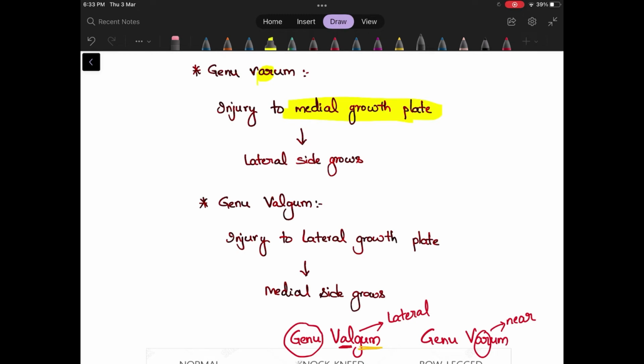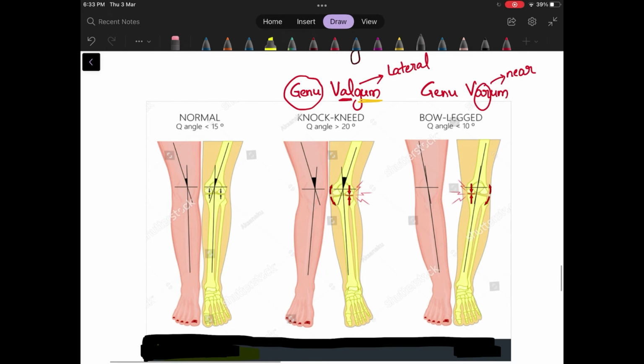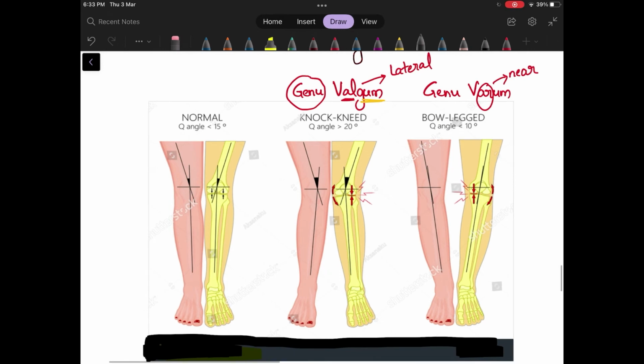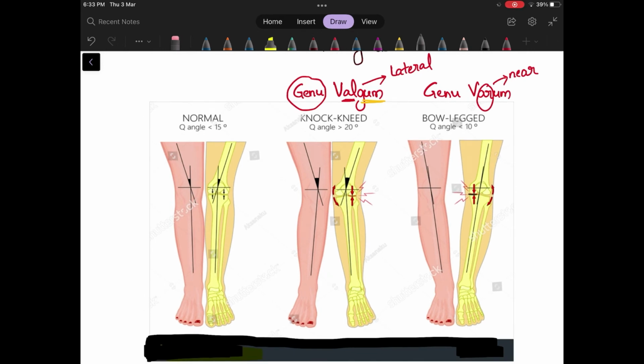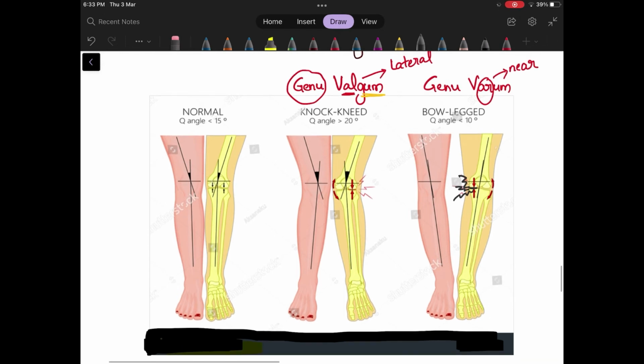We all know our bone has a growth plate, and this cartilaginous growth is needed for our bone to grow, right? Similarly, here as you can see, in varum, varum means near, near means medial. The medial side of the growth plate gets damaged. Here you can see that there is damage. Then what happens? Half of the bone doesn't grow, and the other half, the lateral half, grows.